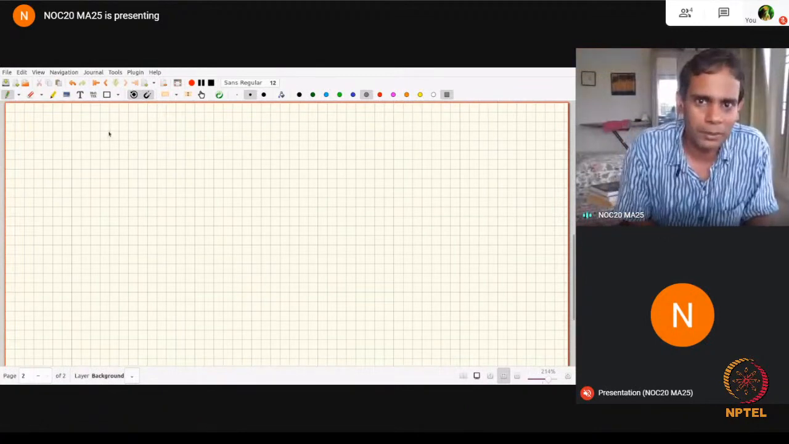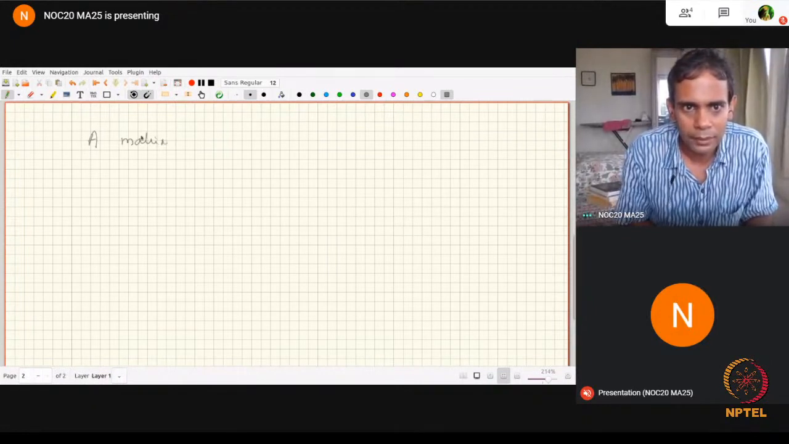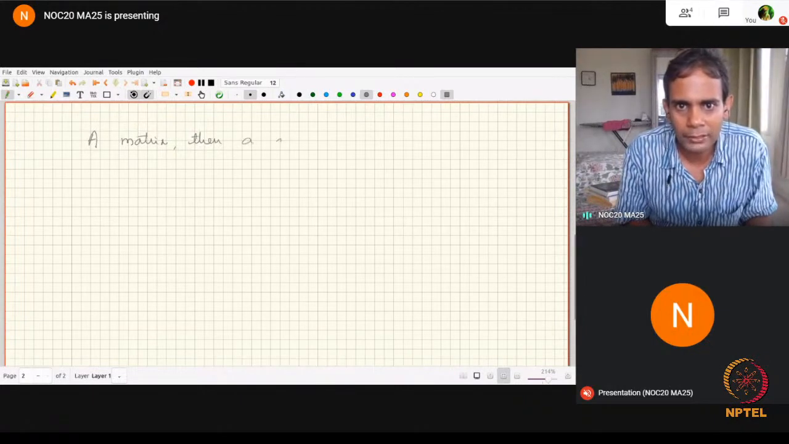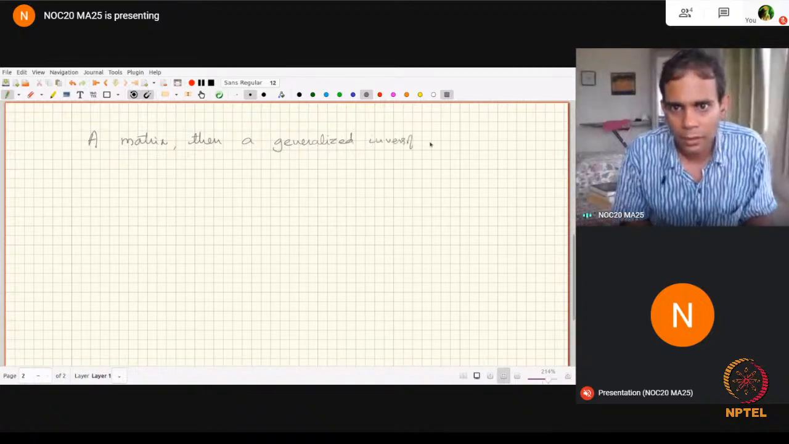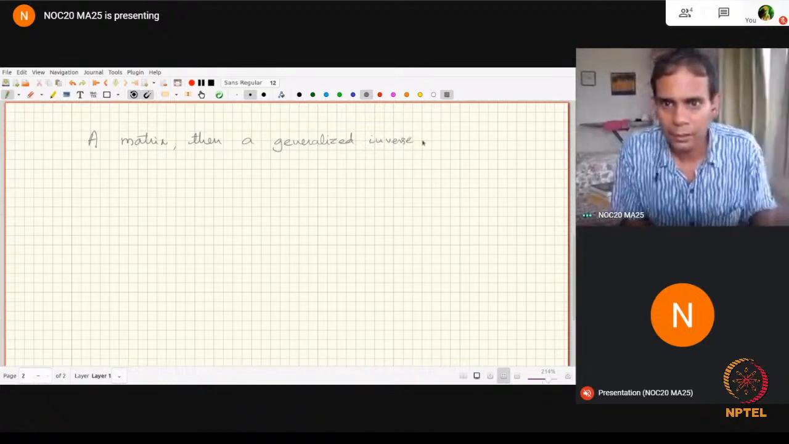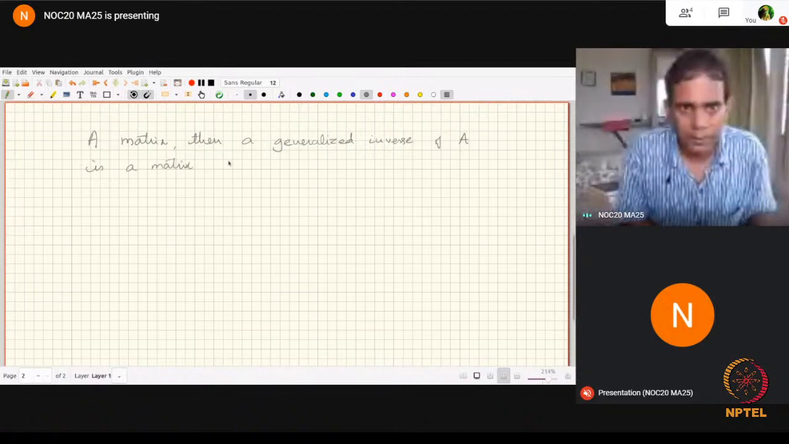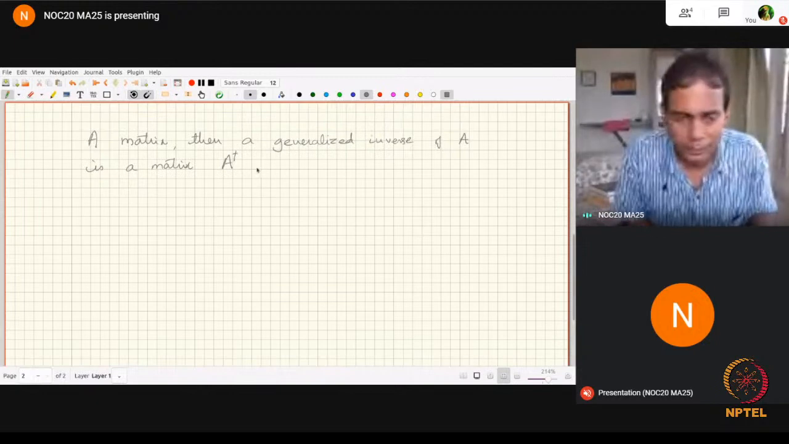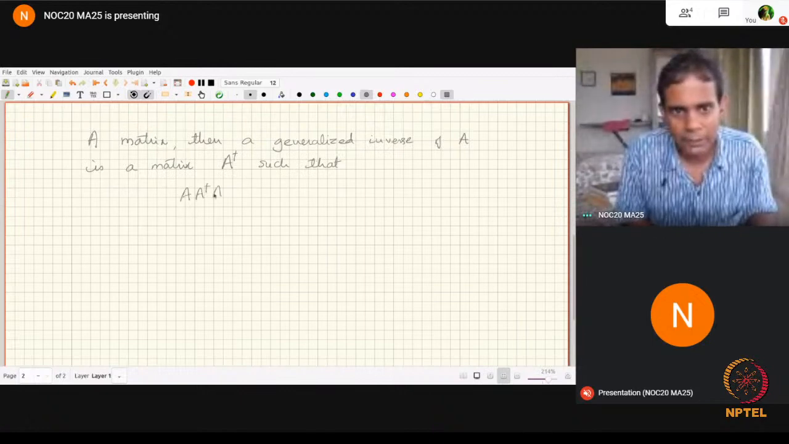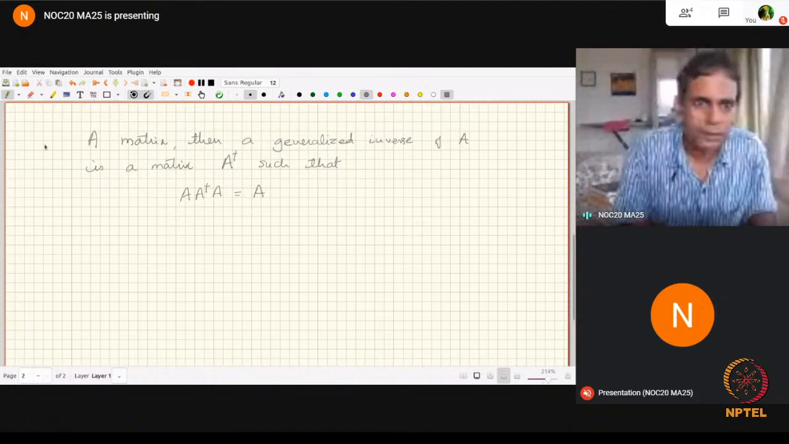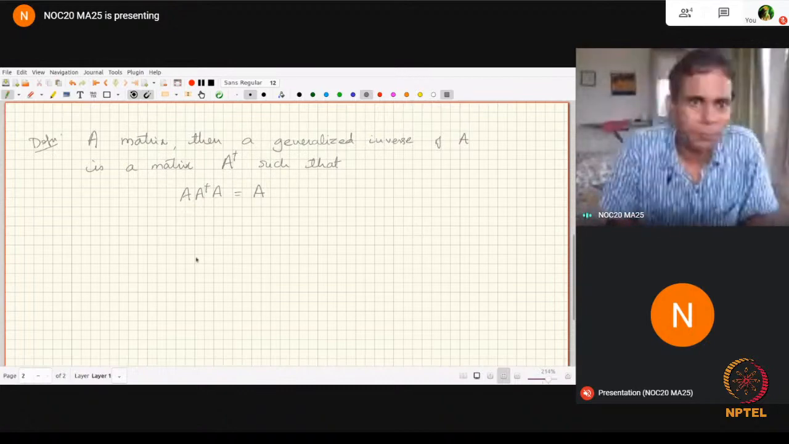Maybe I won't talk about specifically Drazin inverses or Moore-Penrose inverses. Let me just talk about this notion of a generalized inverse. If A is a matrix, then a generalized inverse of A is a matrix, sometimes denoted by A plus, such that A A plus A is equal to A. This is a definition that comes up when you study matrices, and it's quite important in statistics.